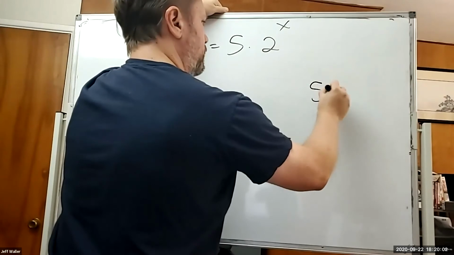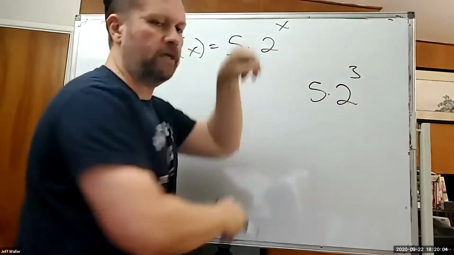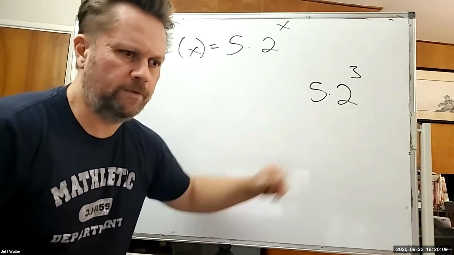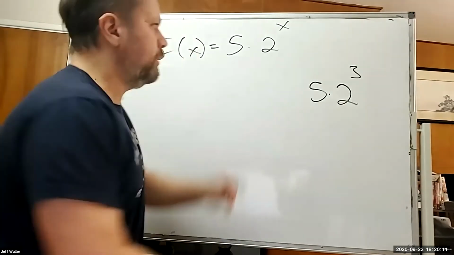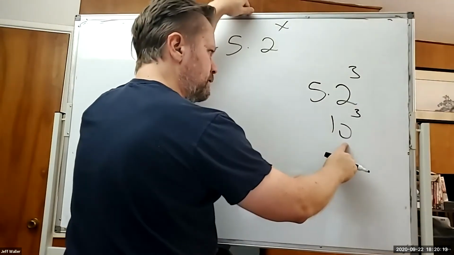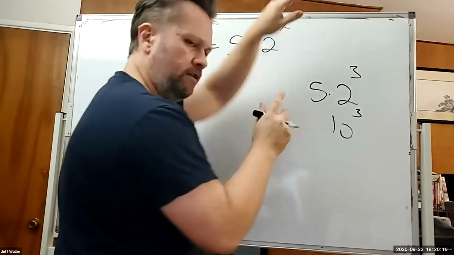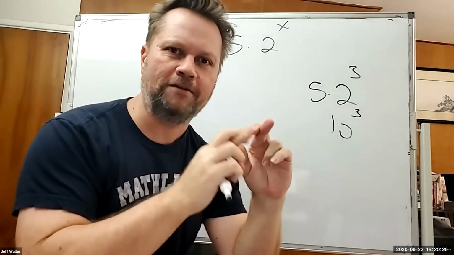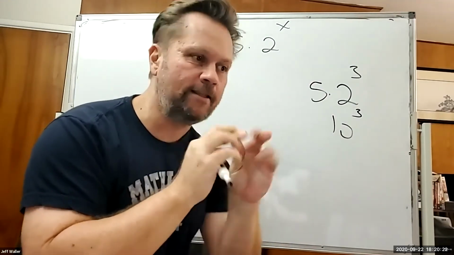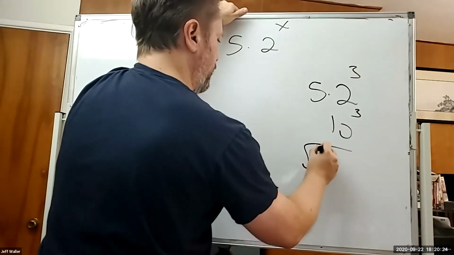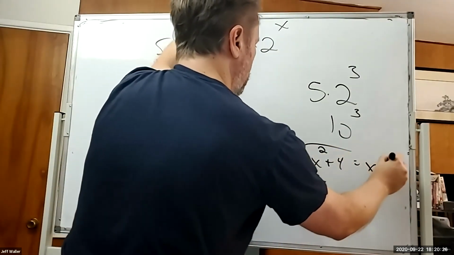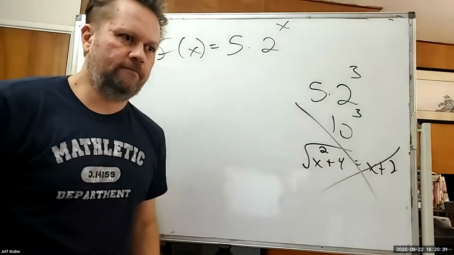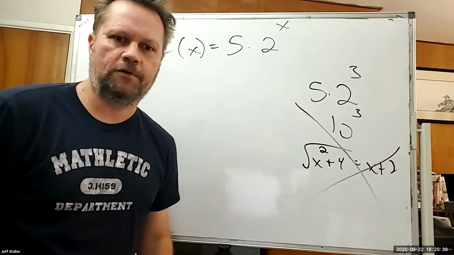So let me show you with some examples. 5 times 2 cubed. How many 5s are up here? 1. How many are up there? 3. How would you make 3 10s from 3 2s and 1 5? Do you get the idea? So don't do that. That's right on par with saying the square root of x squared plus 4 equals x plus 2. Ah! That's insane. Stop. Okay.